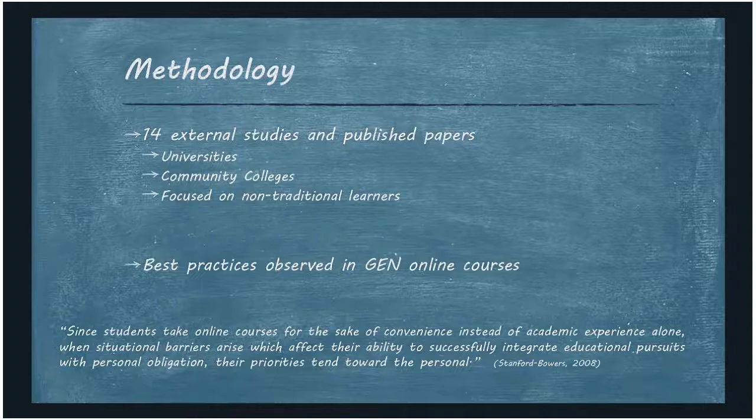And before I go to the next slide to show you the big unveil of what the 5 keys are, I just wanted you guys all to take a chance to read that quote at the bottom because I found it to be very fitting. It came from one of the studies, and it reads, "Since students take online courses for the sake of convenience instead of academic experience alone, when situational barriers arise which affect their ability to successfully integrate educational pursuits with personal obligation, their priorities tend towards the personal."